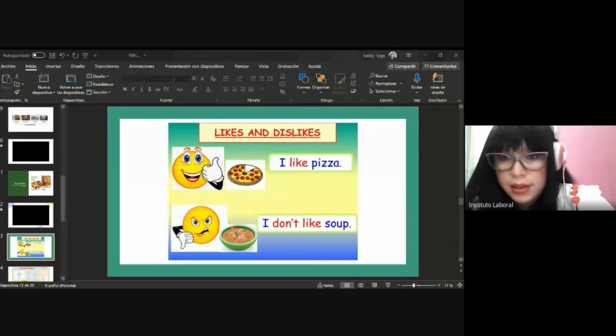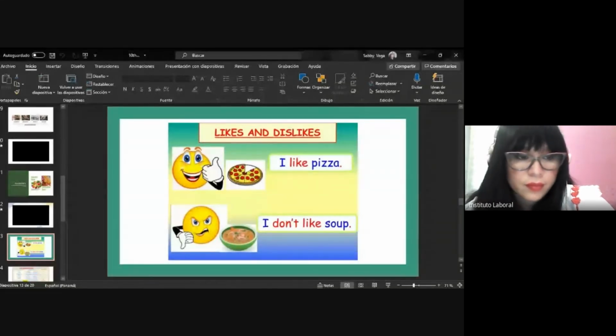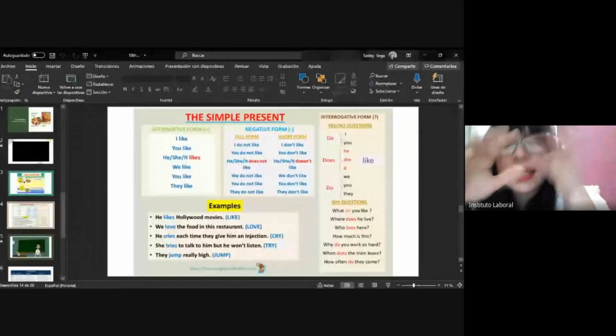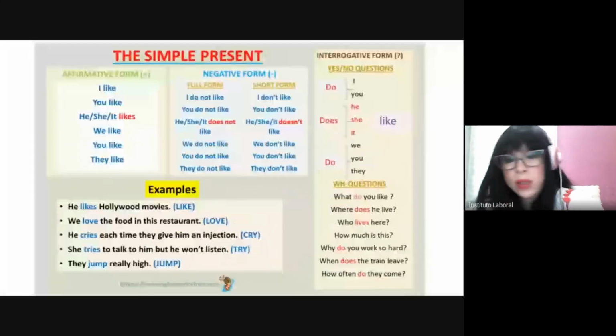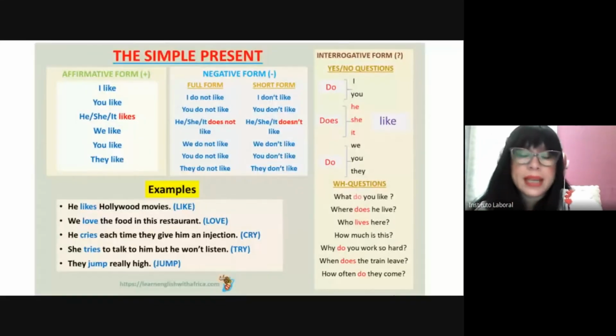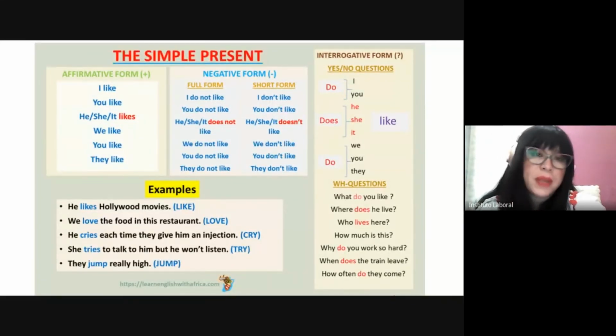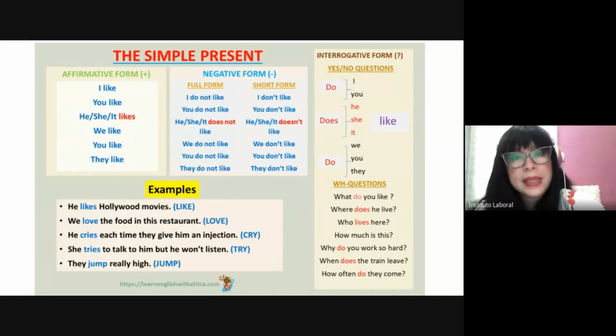So let's continue. Okay, today's class is about the simple present tense. We saw that we use the simple present tense to talk about daily routines, true facts, and sometimes the future. The simple present tense has 3 forms: affirmative, negative, and question, interrogative.